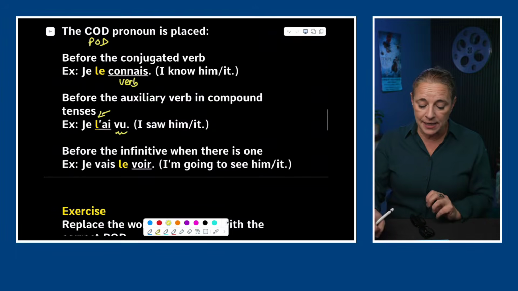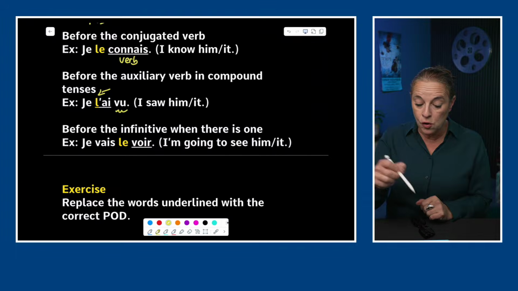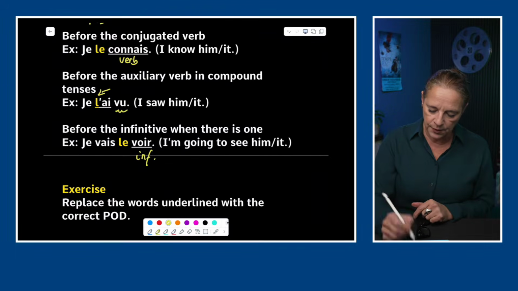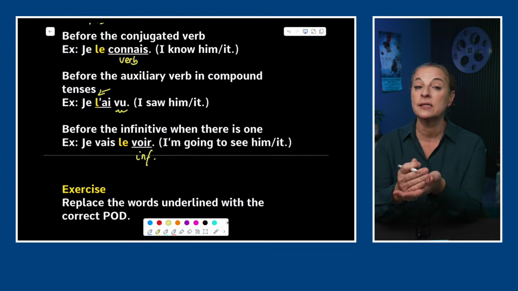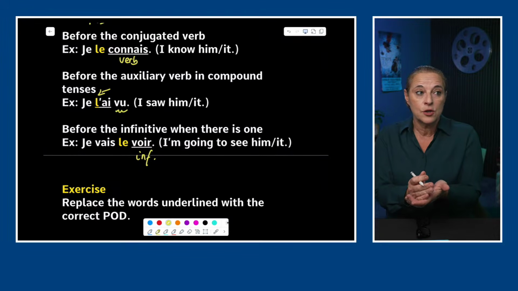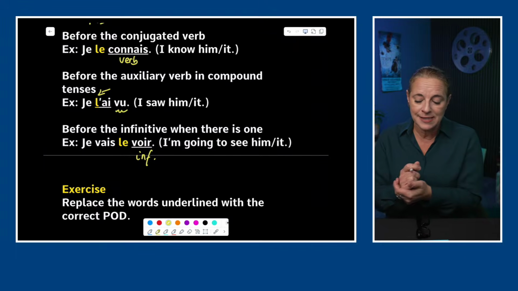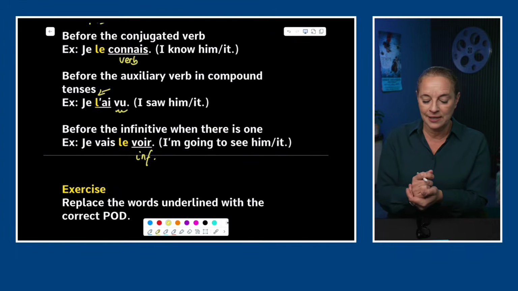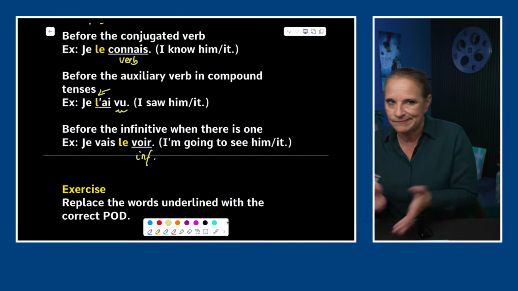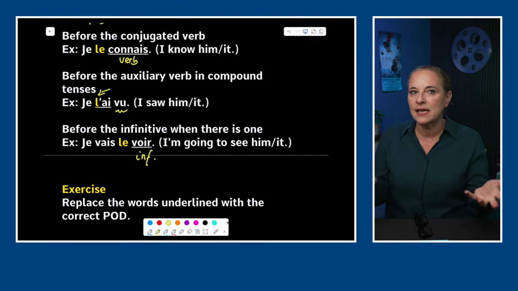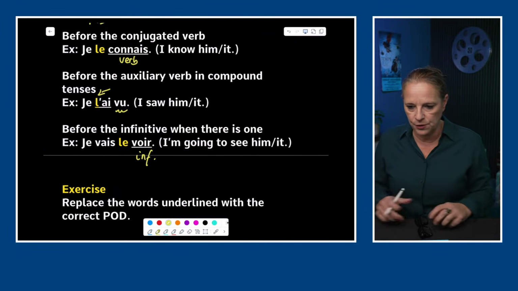And it is also placed before the infinitive when there is one. So, for example, je vais le voir. That's the infinitive, okay? An infinitive verb is a verb that has not yet been conjugated, as in to see. Je vais le voir. I am going to see him or it. In this case, in French, we say I'm going him to see. So you've got to take this in consideration, that in English it's not the same order as in French, okay?